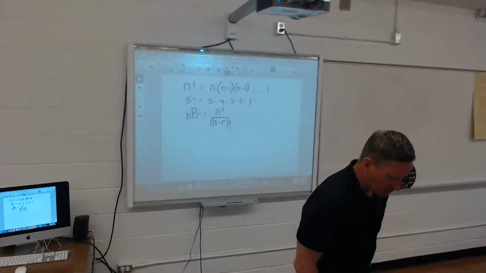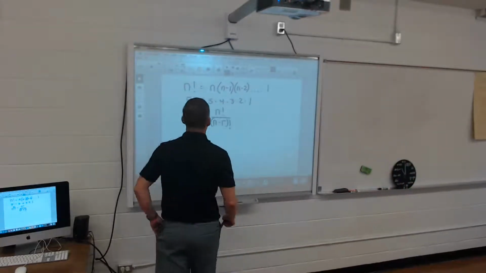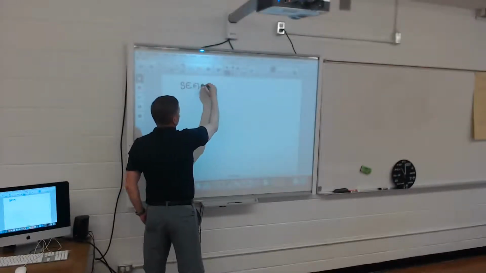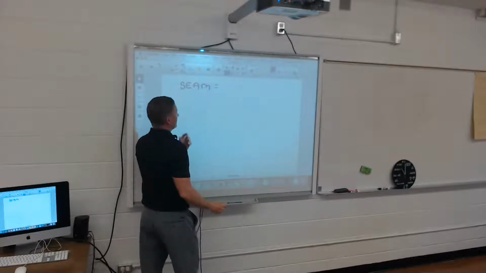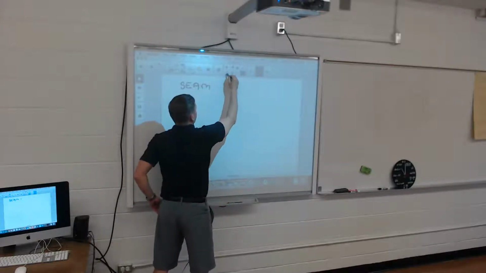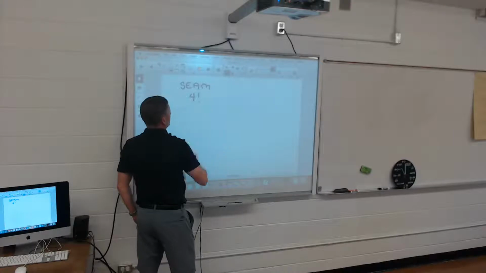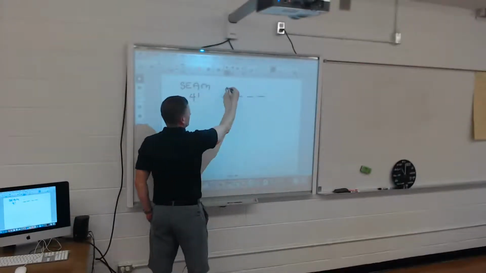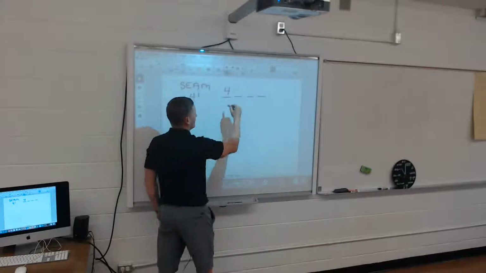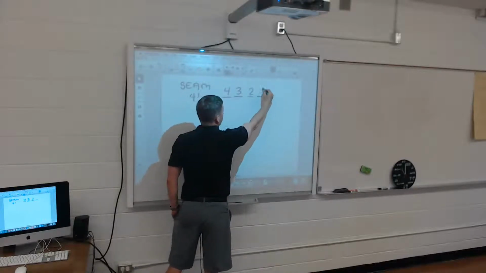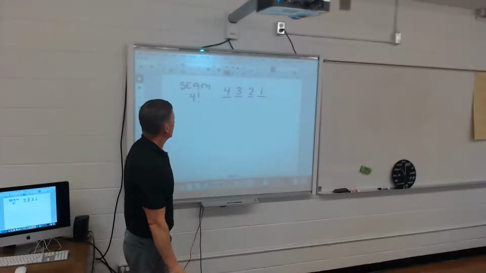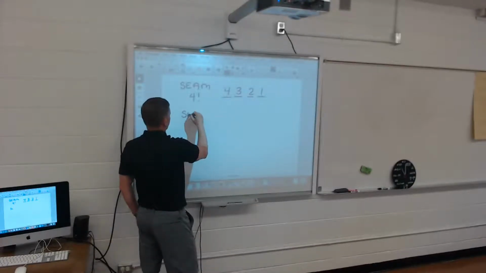For permutations, they also talk about repetition. So when we used repetition, we talked about this: how many ways can you arrange the letters of the word seam? Well, 4 factorial. We put 4 blanks. You have a choice of 4 letters in the first one, 3 in the second, 2 in the third, and 1 in the last. So that was 4 factorial ways of arranging the letters.